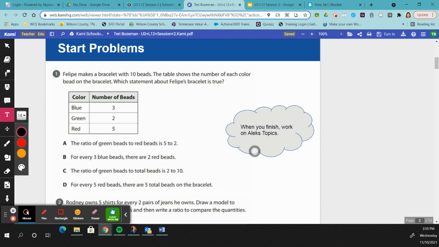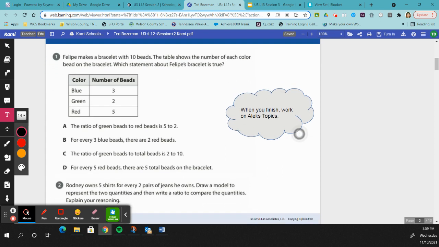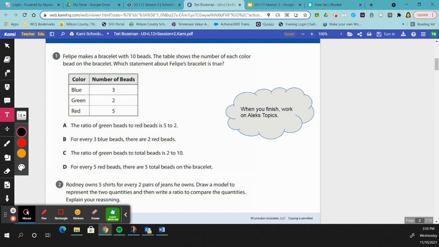For our start problems, it is some problems over ratios. So it says Felipe makes a bracelet with 10 beads. The table shows the number of each color bead on the bracelet. Which statement about Felipe's bracelet is true? A says the ratio of green beads to red beads is 5:2. So we need to look at green to red. We have 2 green and 5 red. So no, A is not correct. It is not 5:2, it's 2:5.